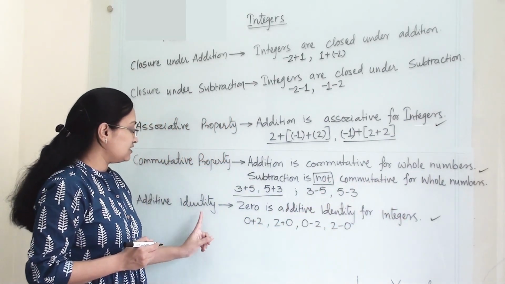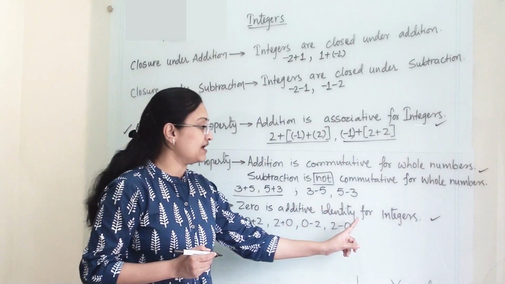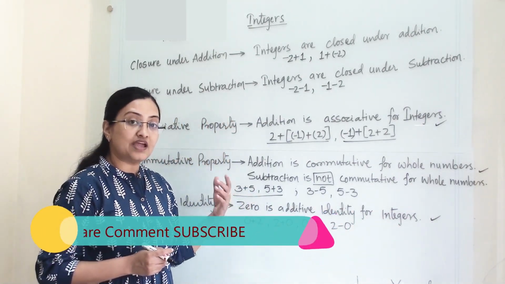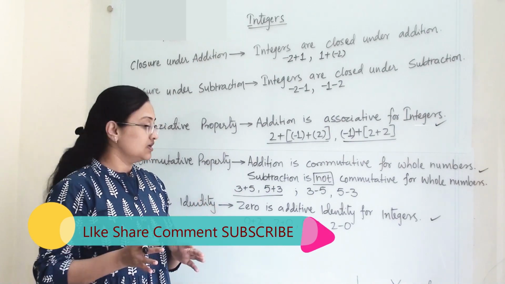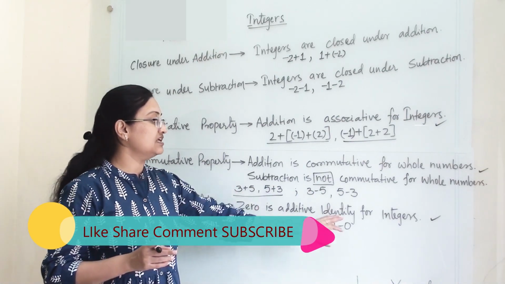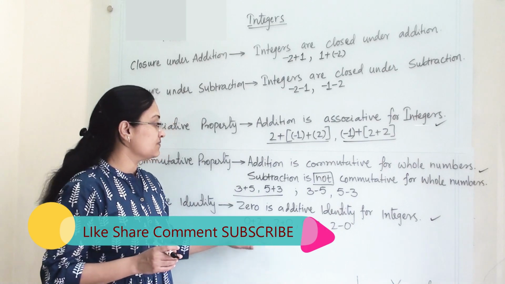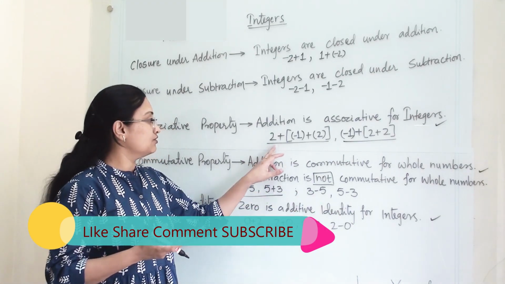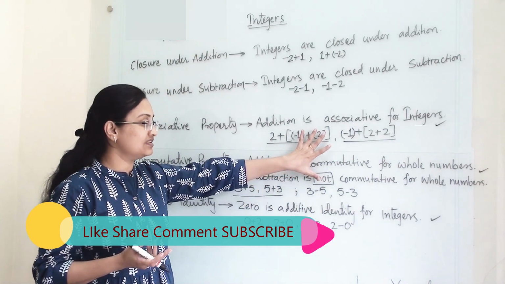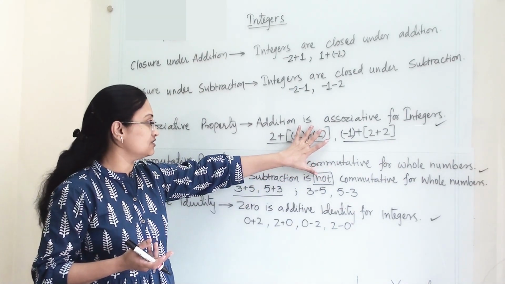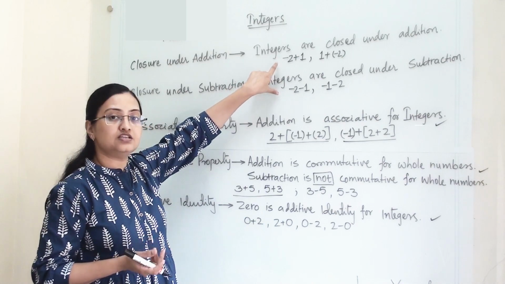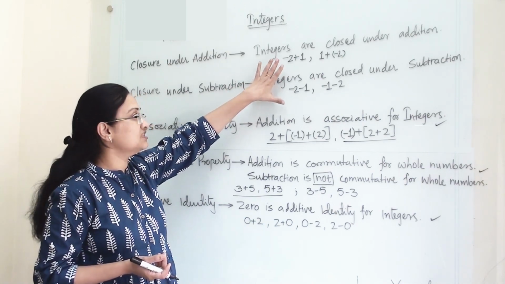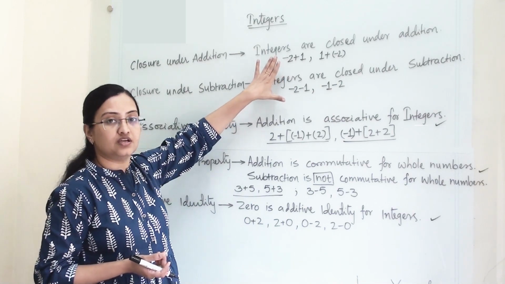Here, additive identity: 0 is additive identity for integers, because if we add 0 to any integer we will get the same integer. So that's why 0 is additive identity for integers. Any simple numbers you can take, and you can change the order, you can change the group, and you will get the same result, the same answer, in these 2 properties. And here in these 2 properties you will get an integer as the answer. So that's why these are closed under addition and subtraction.